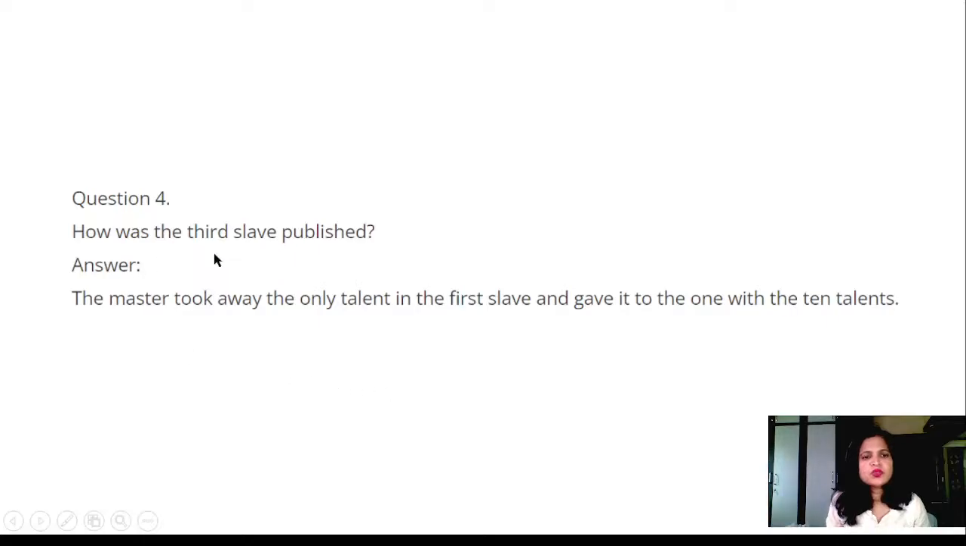Question number 4. How was the third slave punished? The master took away the only talent from the third slave and gave it to the one with the 10 talents.